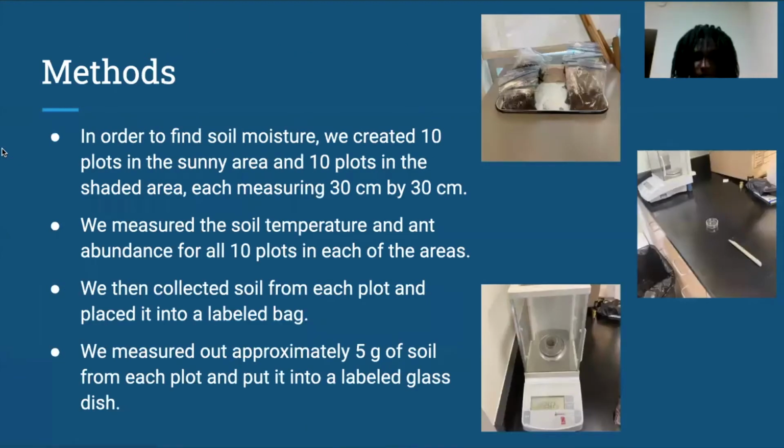In order to find soil moisture, we created 10 plots for the sunny area and 10 plots for the shaded area, each measuring 30 centimeters by 30 centimeters. We measured the soil temperature and ant abundance for all 10 plots of the area. We then collected soil from each plot and placed it into a labeled bag. We measured the approximate amount of soil, which happened to be 5 grams, and put it into a labeled glass dish.